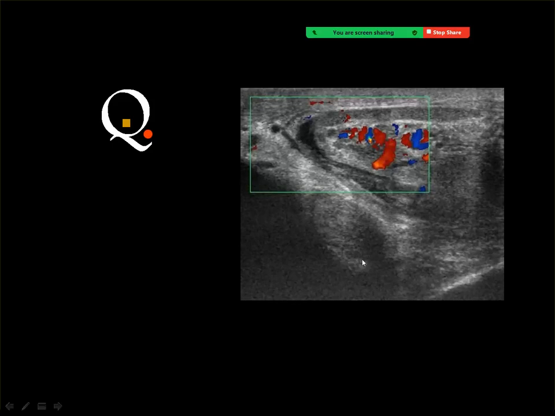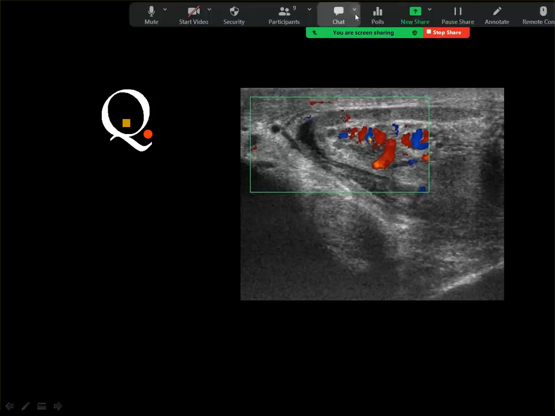As you can see, this is a testicular Doppler ultrasound. We'd like to know what this area is and what the pathology is.